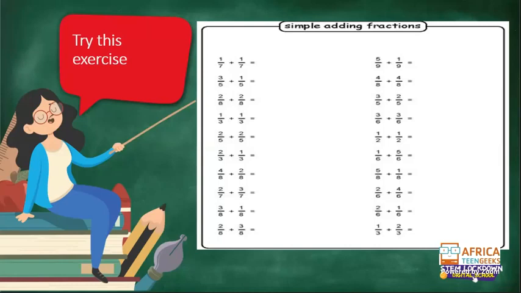Right? And we have 1 over 6 plus 5 over 6. 6 over 6, which equals 1. Thank you. And then we have 5 over 8 plus 1 over 8. All right, thank you, Zinzi. It is 6 over 8.